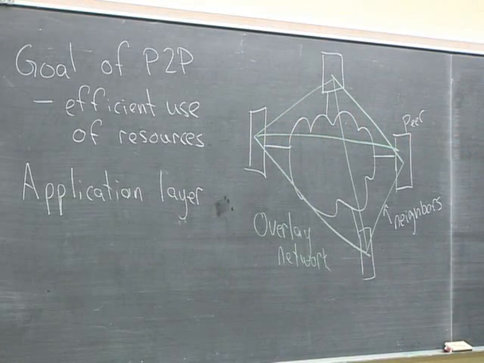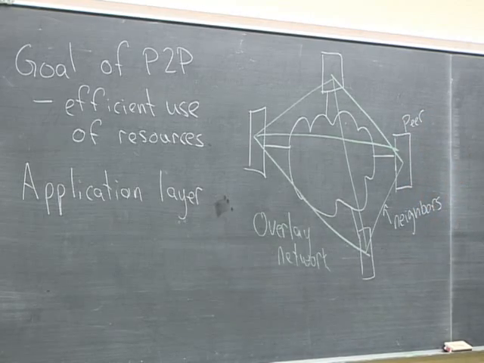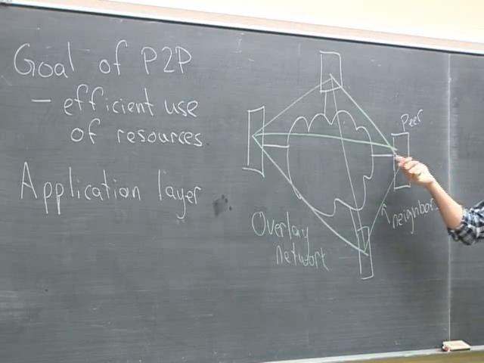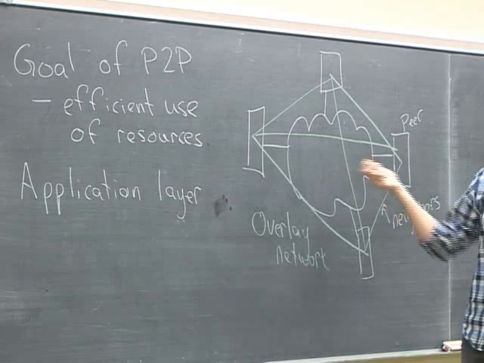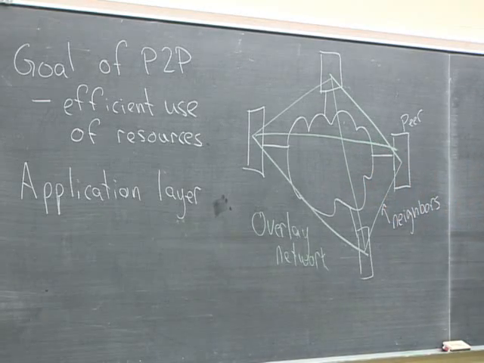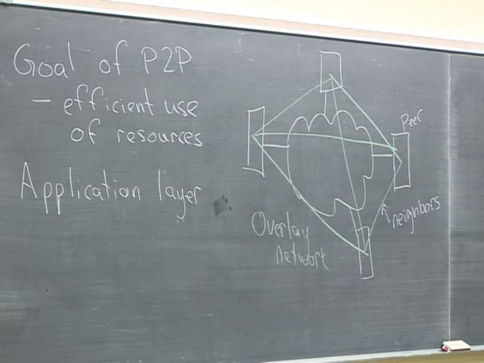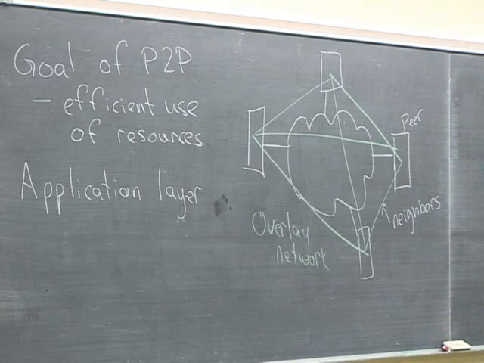Okay, so now these logical links might go over multiple physical links. For instance, this peer may be connected to the internet through Wi-Fi, which then goes across some access network to a transit network and so on. But we can abstract away all those multiple links into just this one overlay edge, okay? All right, so are there any questions so far?